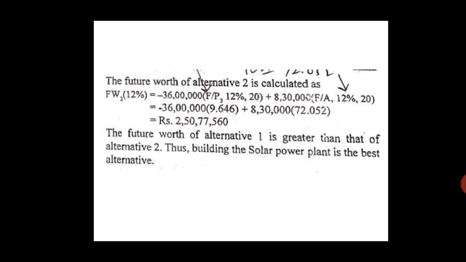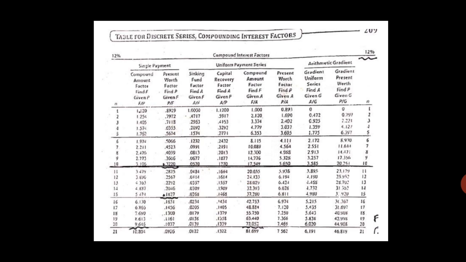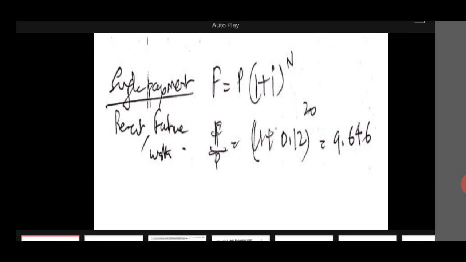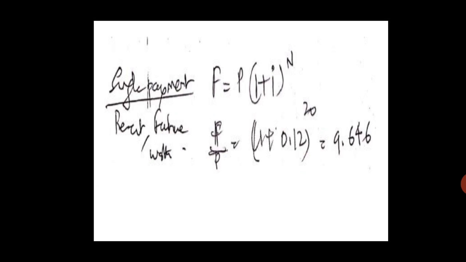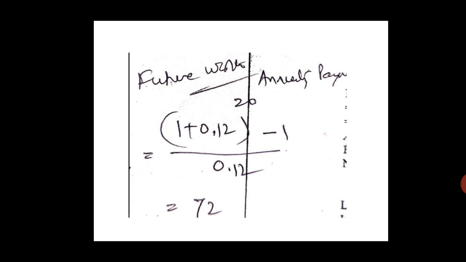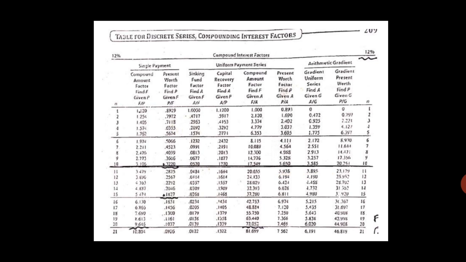Either you calculate using the relationship I have given here, F is equal to P (1 plus i) raised to n, or for annuity payment (1 plus i) raised to n minus 1 divided by i, using the two relationships, or using the chart here for single payment and uniform series payment, you can find the factor directly. So this is a very simple way.